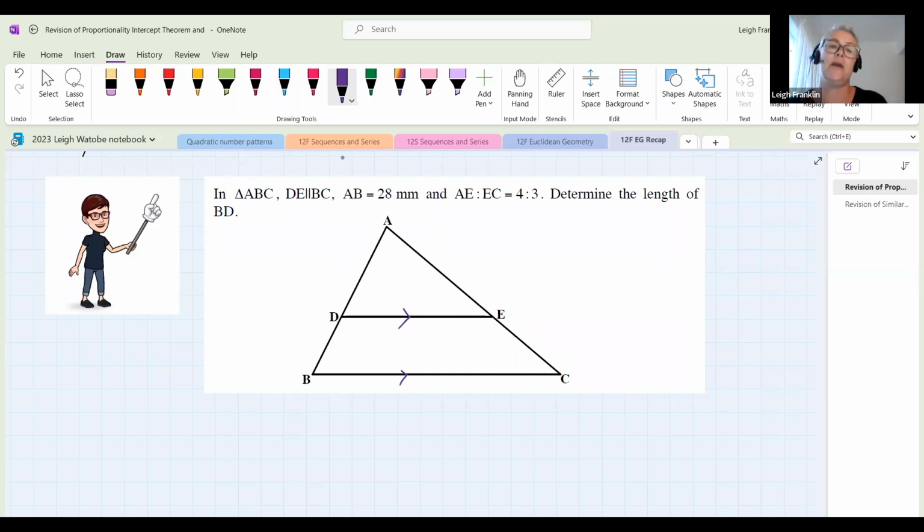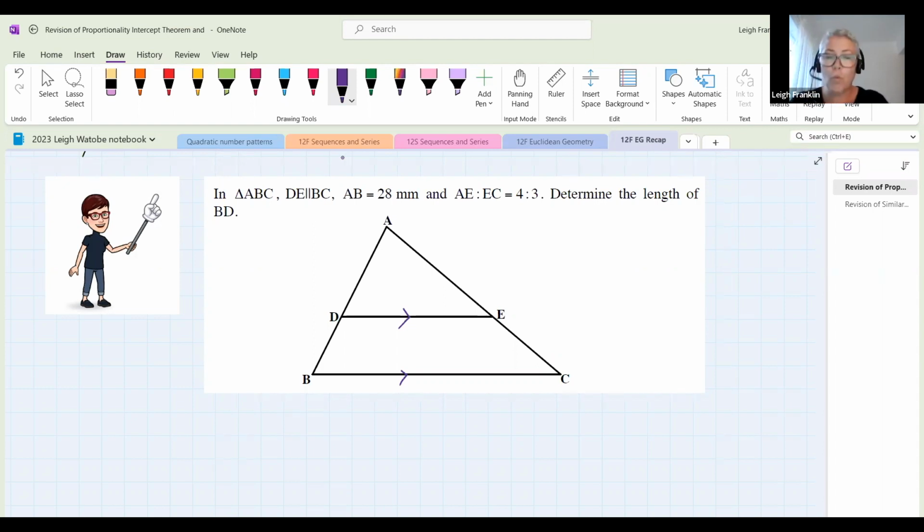So this is the typical case for the proportionality intercept theorem. We've got a triangle and another line that is parallel to the third side of the triangle. Line DE is the line that is parallel to the third side, which in this case is line BC. And what line DE does when it's parallel to BC is that it cuts the remaining two sides into the same proportions. So in other words, side AB has been cut into the same proportions as the side AC.